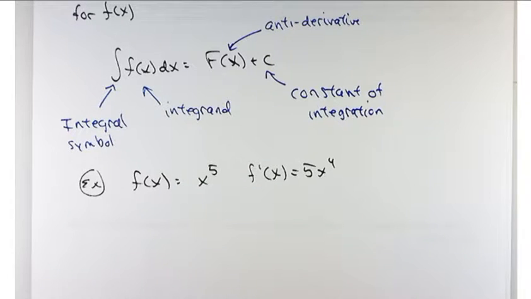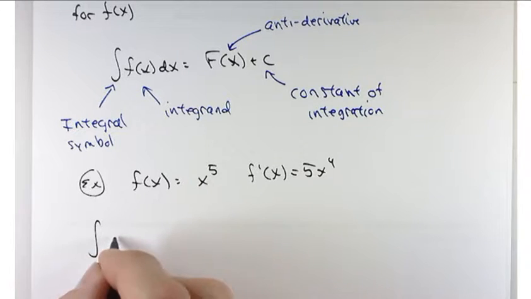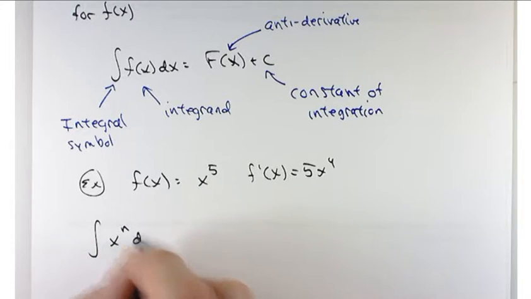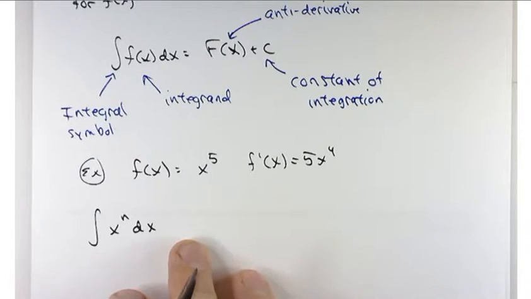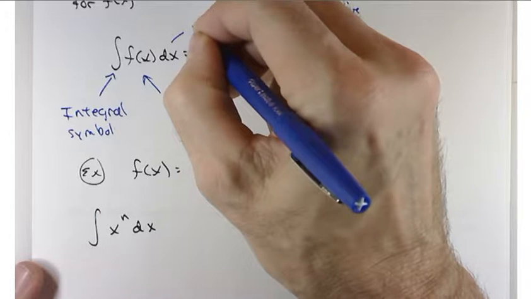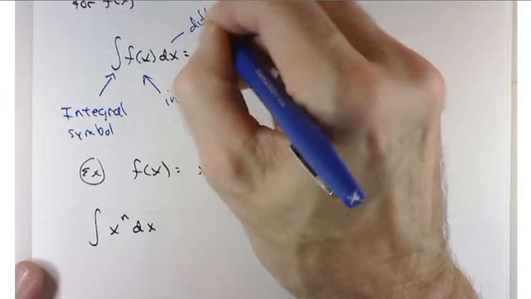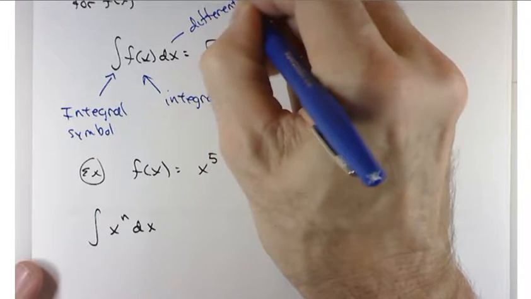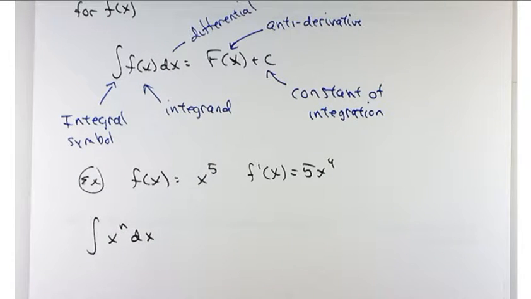Let's reverse that process. When we integrate, say, x to the n dx, ooh, I almost forgot that. Does anyone know what that dx is called? It was just last section. Differential. That's not a bad answer. I know where that comes from. Yeah, change in x. All right.